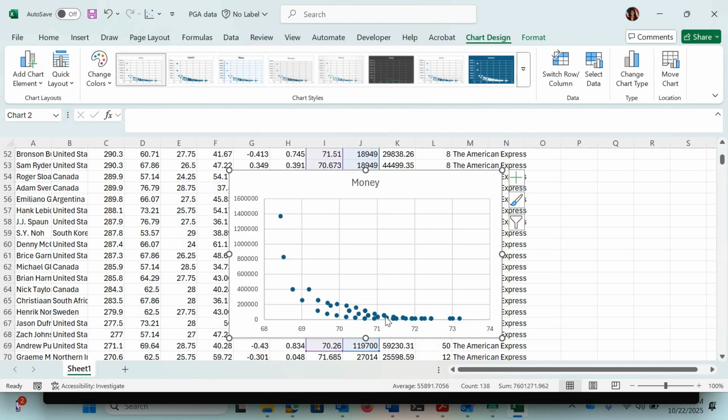Point 2, if I do it, I get the y value is 119,700. That's equal to a times 69.423 squared. Don't bother squaring it because you're going to make a computer do everything else. Plus b times 69.423 plus c. And the last point plugged in gives me 27,014 is equal to a times 71.26 squared plus b times 71.26 plus c.